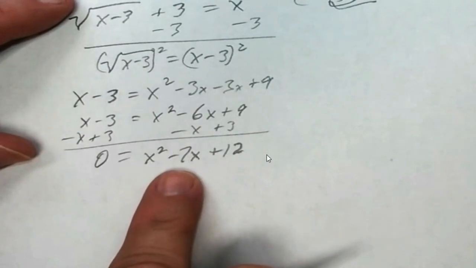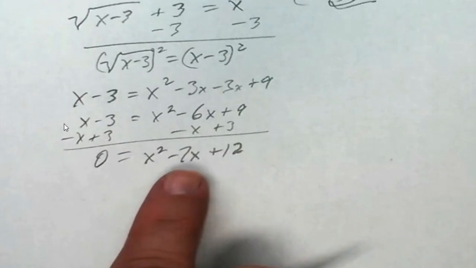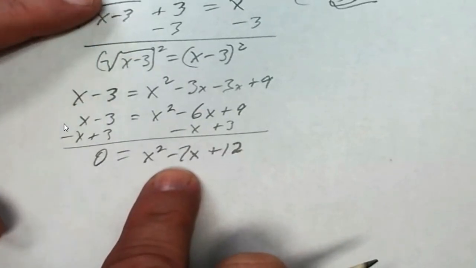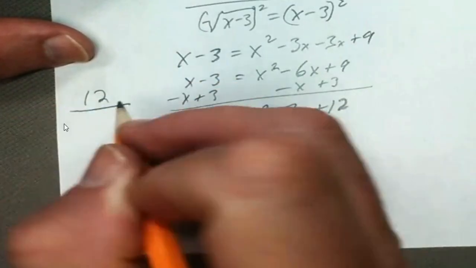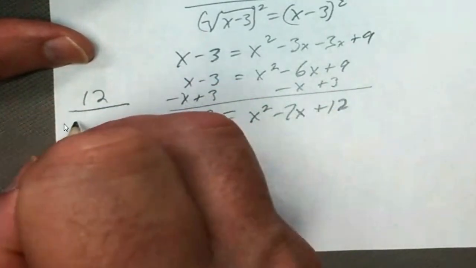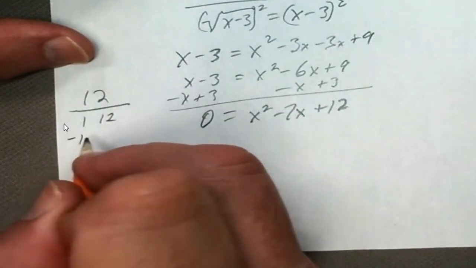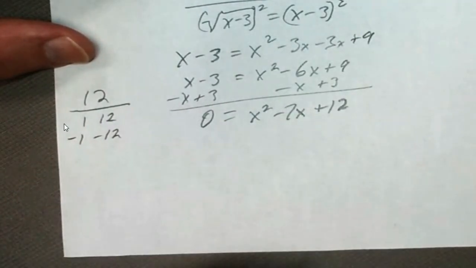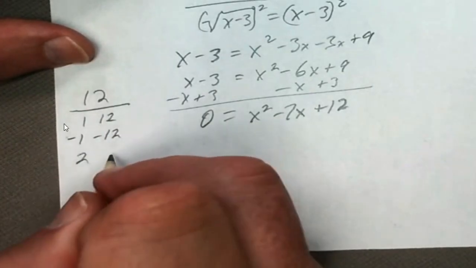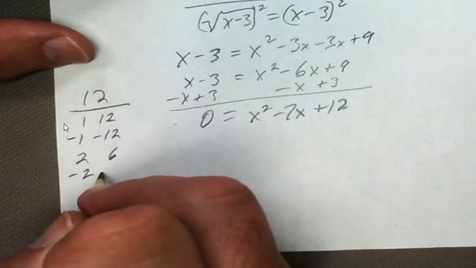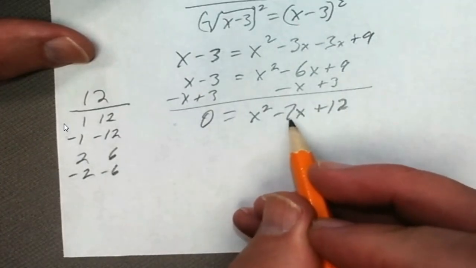Now, does this factor? Are there factors of 12 that will add up to be -7? Well, let's see. The ways we can get 12 is we could multiply 1 times 12. We could multiply -1 times -12. Those would both equal 12. We can do 2 times 6 or -2 times -6. But still, none of those add up to -7.